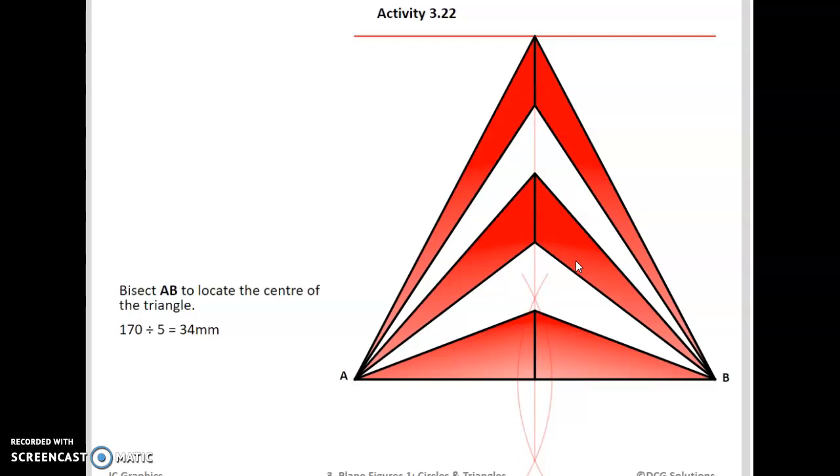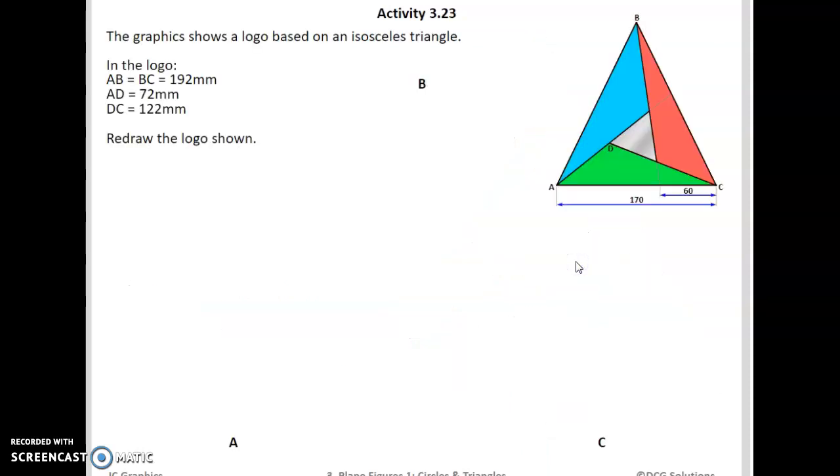Again, it's an isosceles triangle. Let's just take a look at that. The graphic shows a logo based on an isosceles triangle. In the logo, AB is equal to BC. Two sides equal, AB and BC equal to 192. AD is 72 and DC is 122. So we'll take a look at those and how we draw the logo. Anyway, let's start. AC we know is 170. Let's go with that.